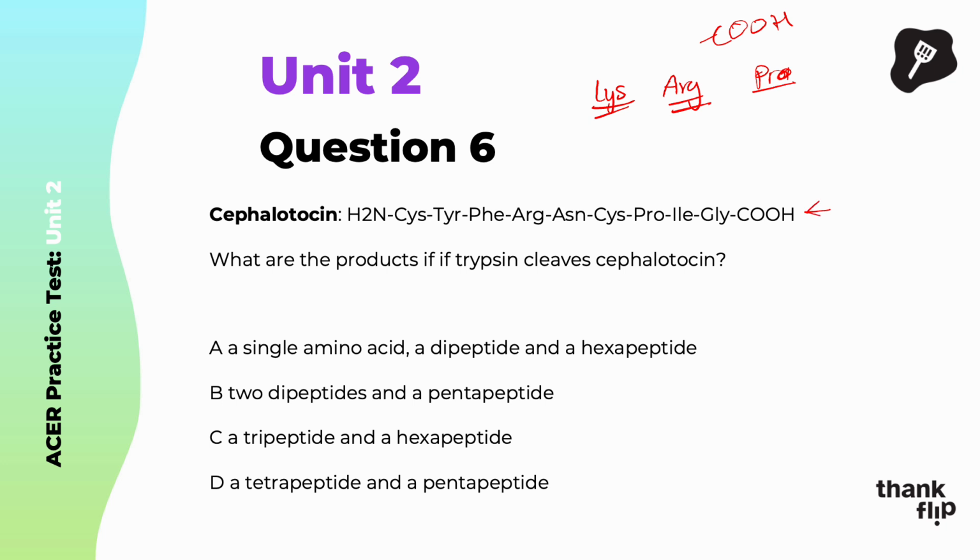So going through, the first thing we come across is arginine. So it's going to cleave there. It's not followed by a proline, so it can cleave. Then following along, that's it. Nothing else. We don't have any other lysines or arginines coming up. So we just have chunk 1 and chunk 2. So it's basically cutting it, right? That's what cleave means. And so what are the products? Let's look at our answer options. A single amino acid, a dipeptide, and a hexapeptide.